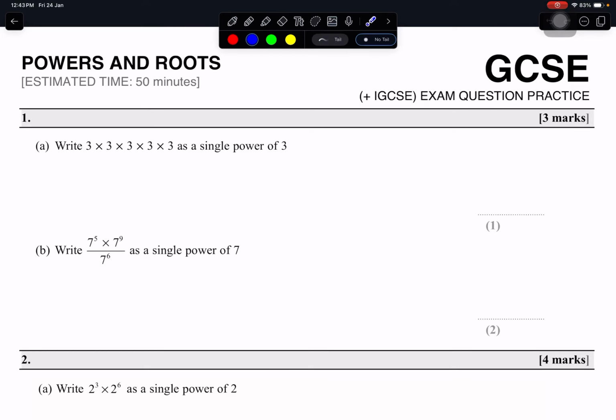Okay, so this one is 3 times 3 times 3 times 3 times 3, which is repeated 1, 2, 3, 4, 5. So we're going to write it as 3 to the power of 5. That means 3 repeated itself 5 times.